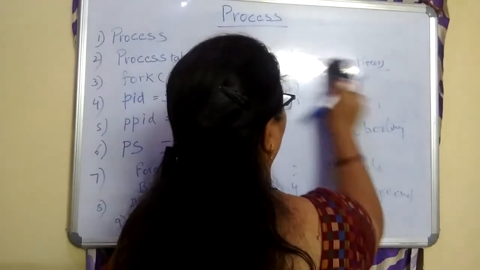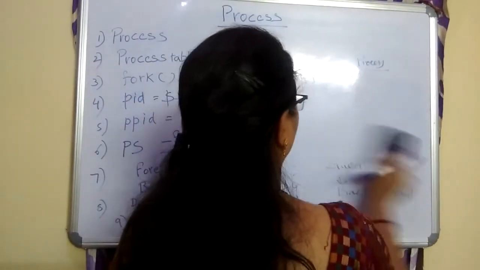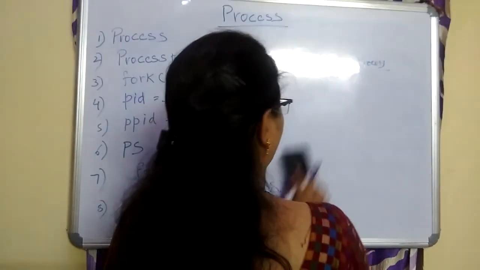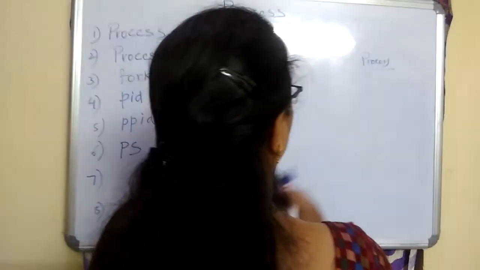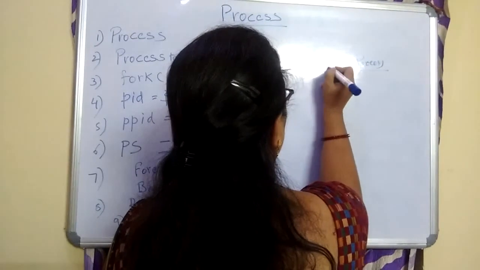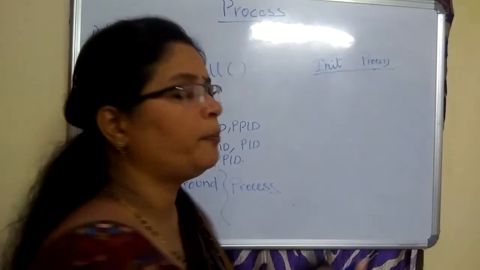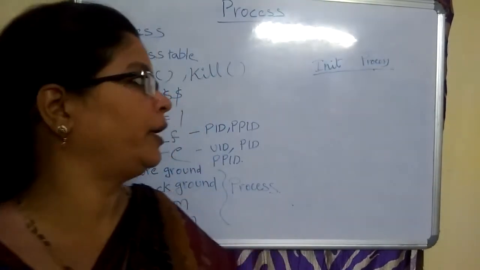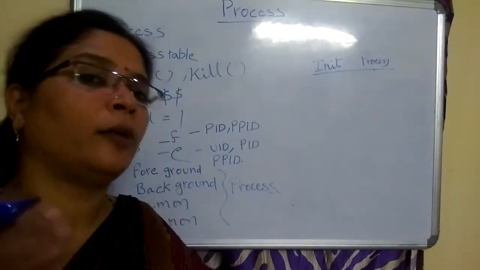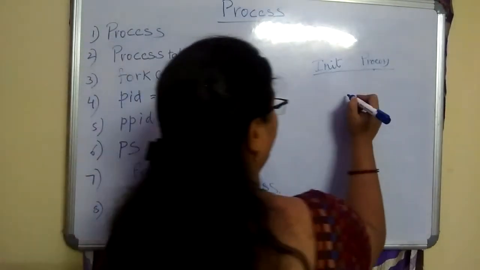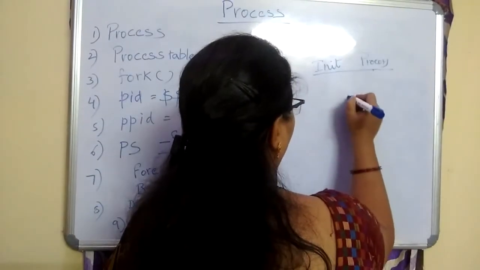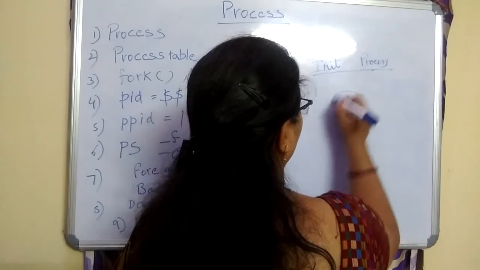And next we are going to talk about the init process. While the system is created, only one process is currently running while rebooting. It is the mother of all the remaining processes. That is called the init process. The ID of the init process is always 1.